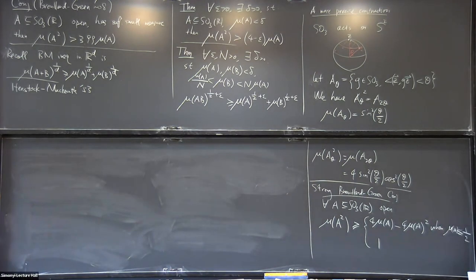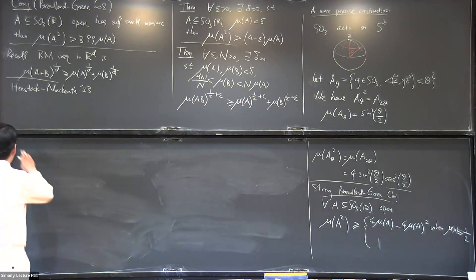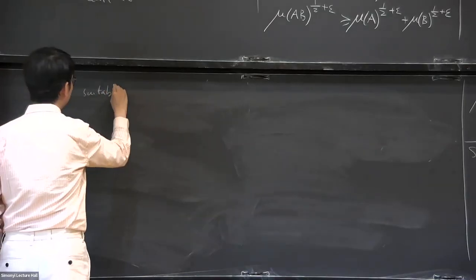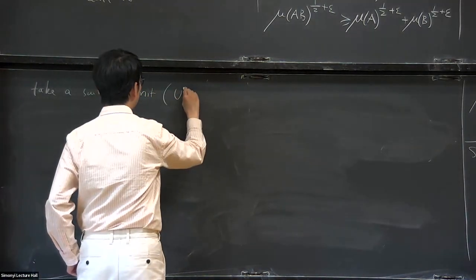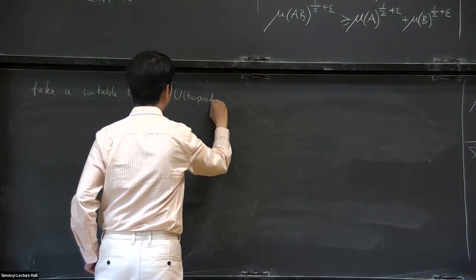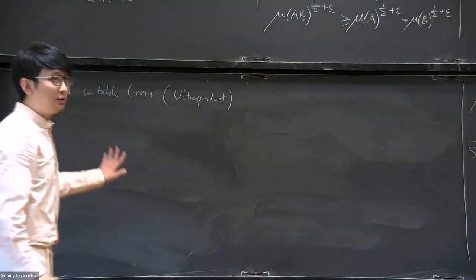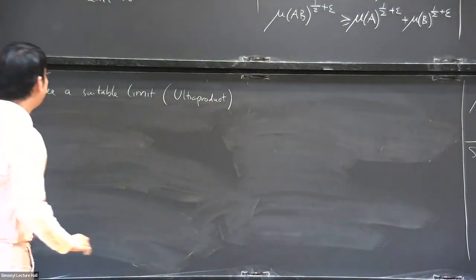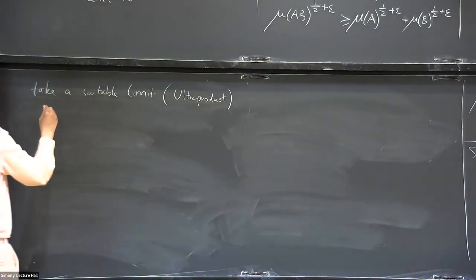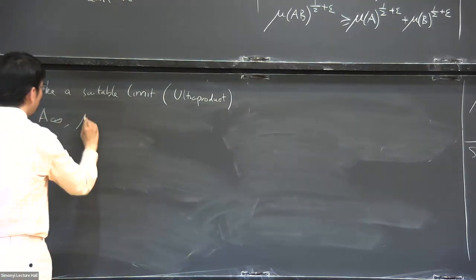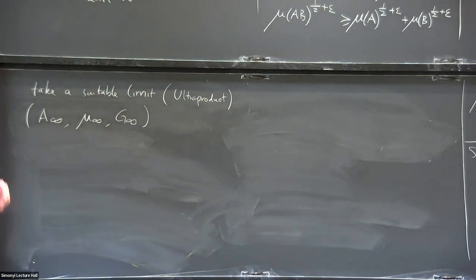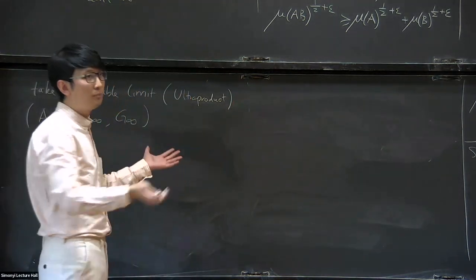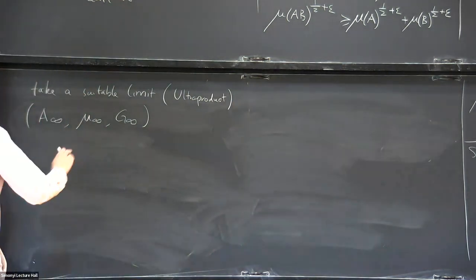So what we do next is we take a limit. We take a pseudo limit. In our proof, what we use is an ultraproduct. I mentioned that modulo some details, okay, I will explain the hidden difficulty. But assuming we arrive at A_infinity, mu_infinity, and G_infinity. So this is a limit structure, just taking ultraproducts. Choose a non-principal ultrafilter, take ultraproducts, pass to the limit.